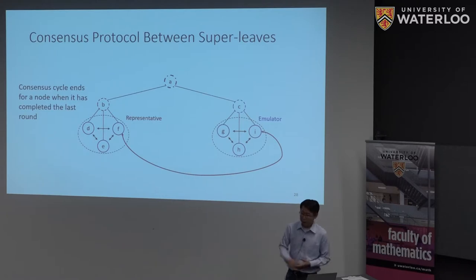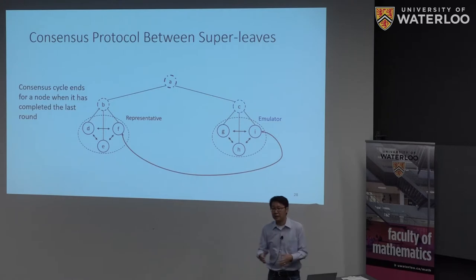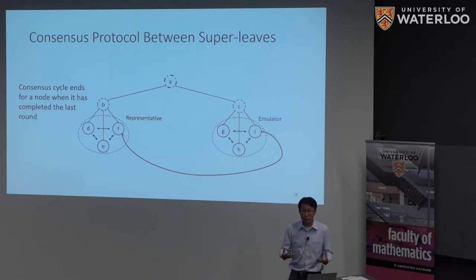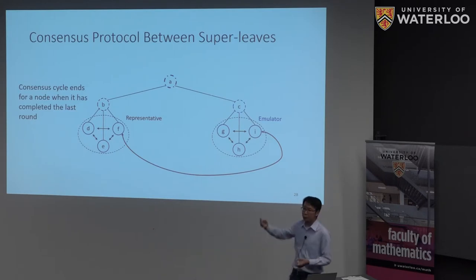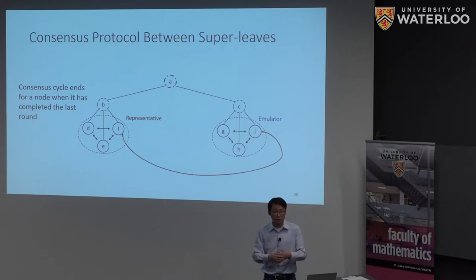Now, the consensus cycle ends once we have performed the state exchange and we are able to compute the state of the root vnode. So hopefully it's clear from this example that this is a network topology-aware protocol because most of the data traffic that we're sending is within the same superleaf. Most of the cross-superleaf transfers are only done once, and it's not repeated by multiple nodes within each superleaf.